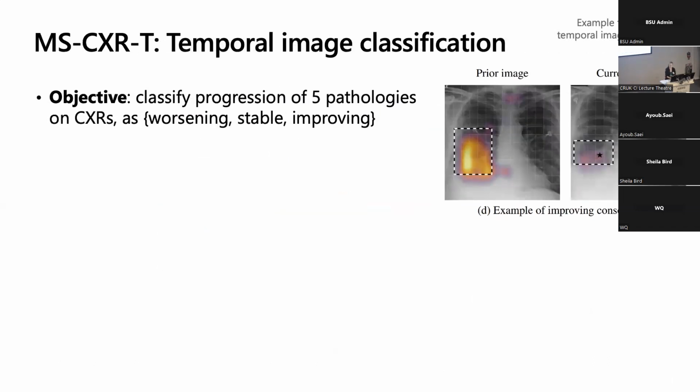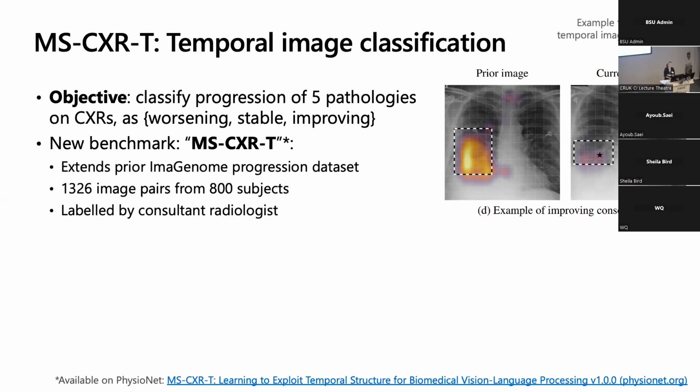What we can also do is enable new tasks. Now we have a representation of the 2 images, so we can ask questions about change. This is another benchmark data set that we have released. The objective here is we have 5 pathologies, and we want to classify them as worsening, stable, or improving. This is to do with the pre-training that I was talking about earlier. We have an image encoder that can take 2 images. For example, this is a prior image, and this is a current. This consolidation is getting better. We want our model to be able to classify that. This is our benchmark data set. We have about 1,000 image pairs from 800 subjects, which was once again labeled.